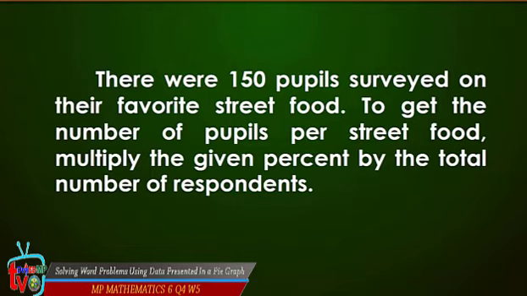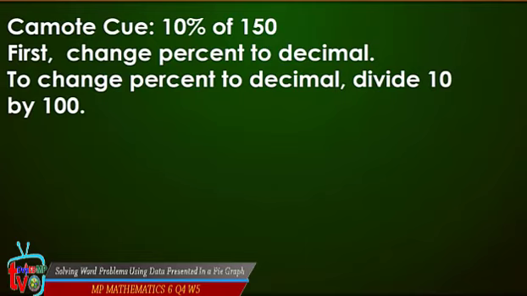There were 150 pupils surveyed on their favorite street food. To get the number of pupils per street food, multiply the given percent by the total number of respondents. Kamote Q, 10% of 150. To answer the problem, first change percent to decimal.